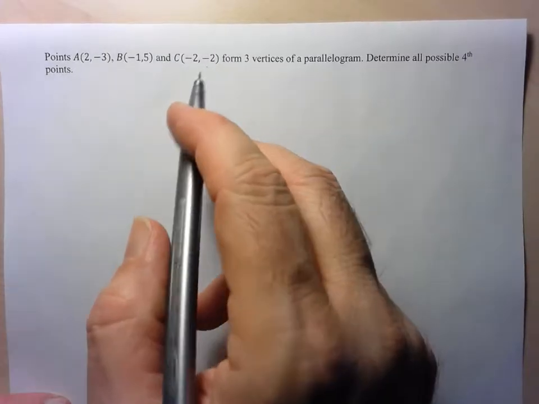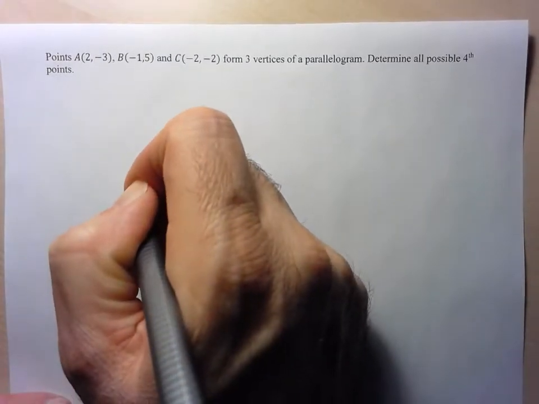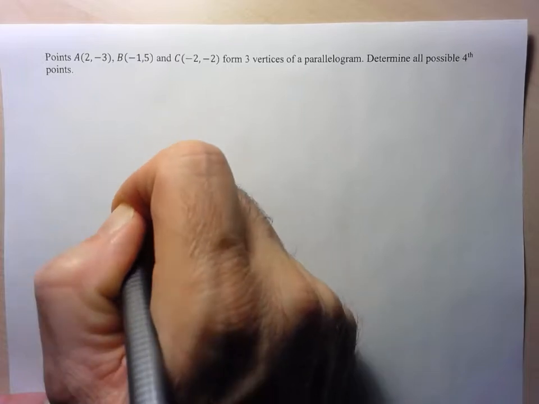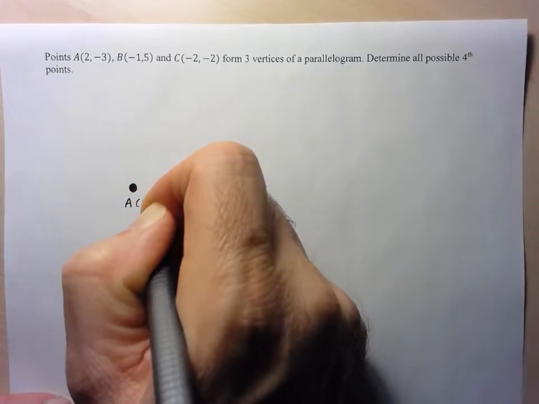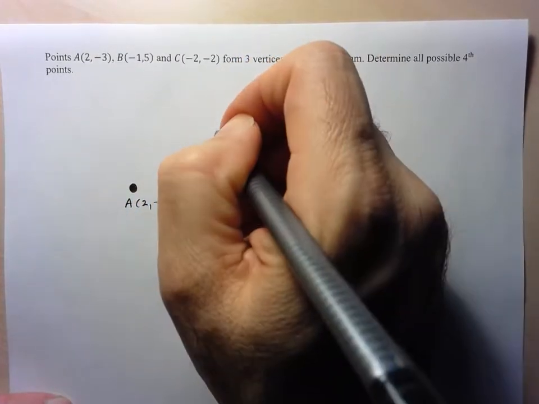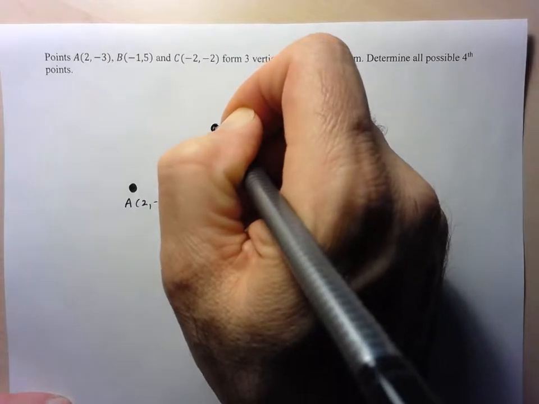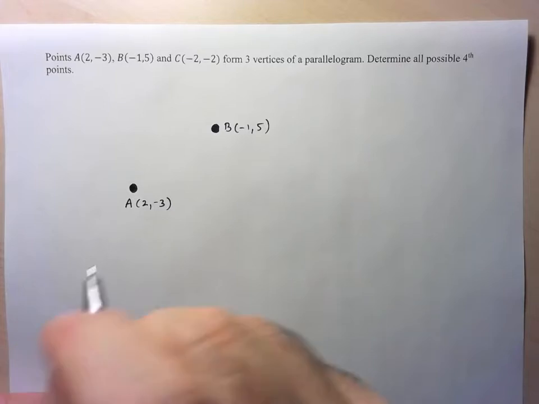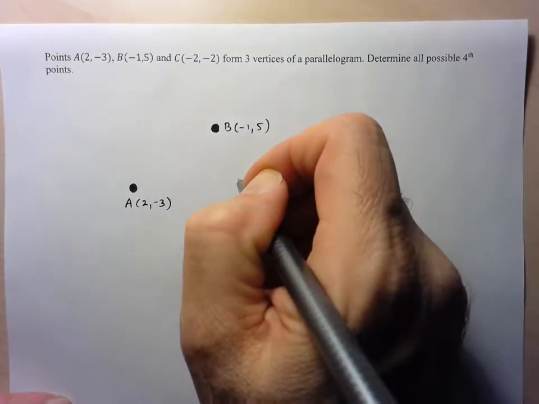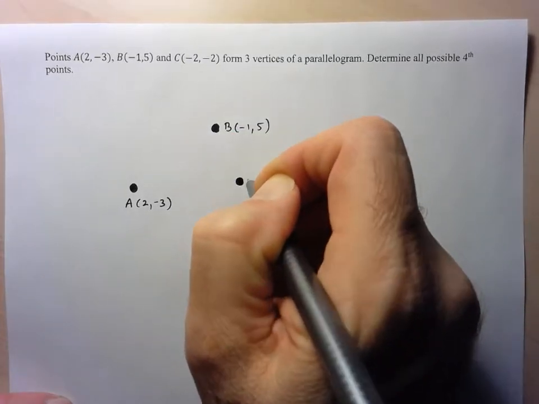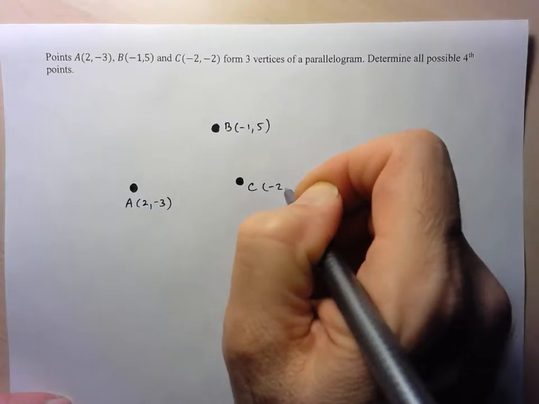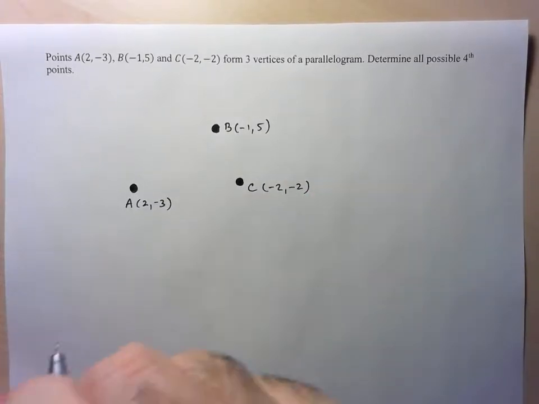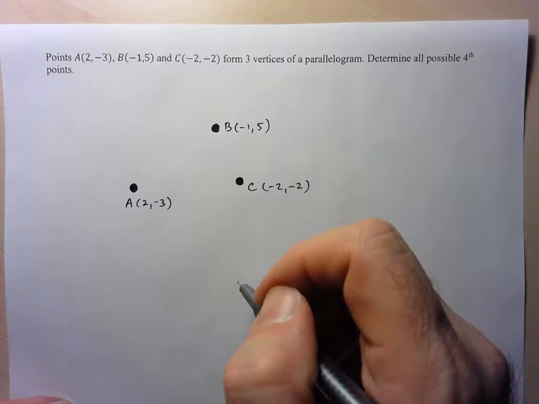So let me just represent 3 points in any location. Here we'll call this point A, so we'll call it (2, -3). This will be point B, which is (-1, 5). And then here we've got point C, which is (-2, -2). Again, I don't worry about representing these accurately.